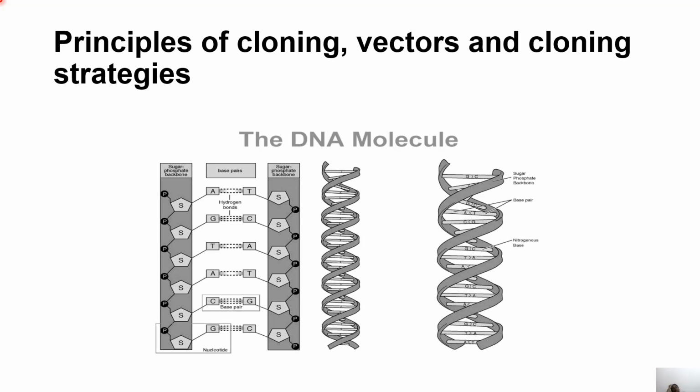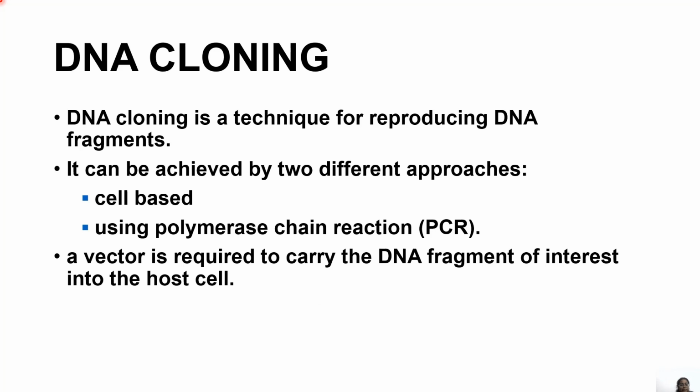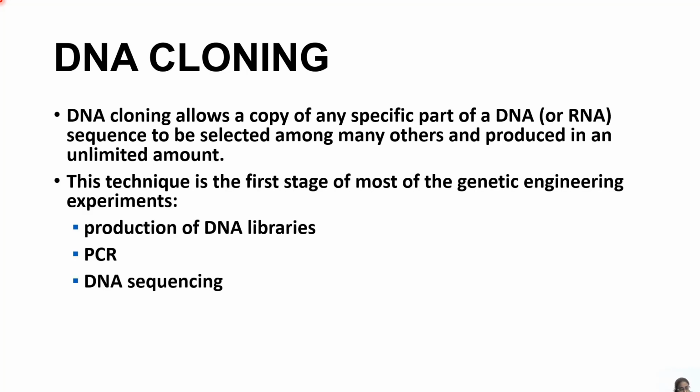So if we talk about the principles of cloning, vector and cloning strategies, we have talked about all of these. DNA cloning is a technique for reproducing DNA fragments. It can be achieved by two different processes, cell-based or using PCR. Now a vector is required to carry the DNA fragment of interest into the host cell. And DNA cloning allows a copy of any specific part of a DNA to be selected among many others and reproduced in an unlimited amount.